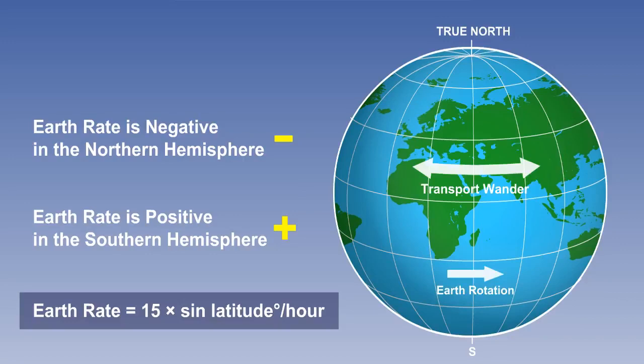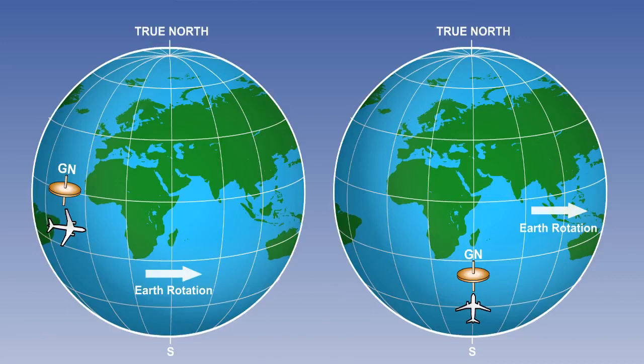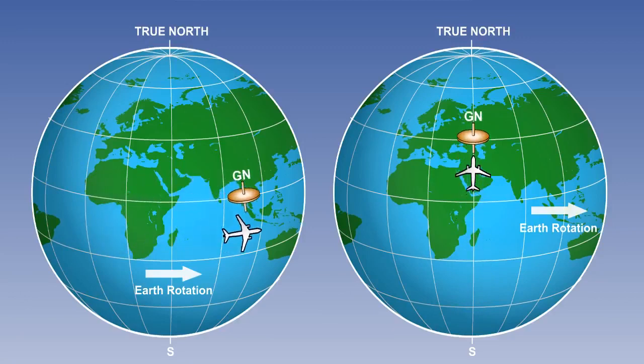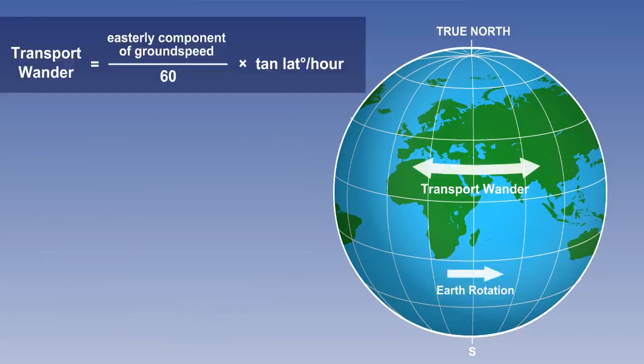Note that transport wander occurs when the gyro is transported in an easterly or westerly direction across the Earth at latitudes other than the equator. At the equator, transport wander will be 0. It will also not occur on flights along a north-south meridian. The formula for transport wander is transport wander equals the easterly component of ground speed divided by 60 times the tan of the latitude, in degrees per hour.